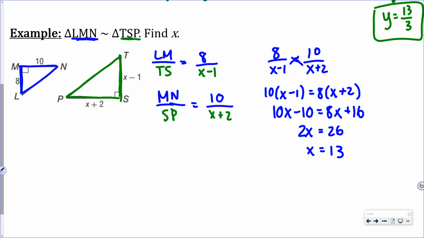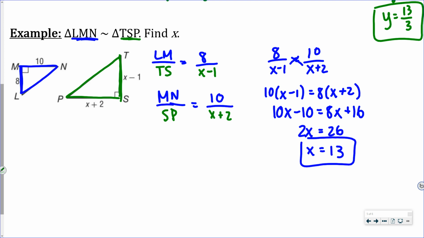X is 13. And that's all we had to find is x. Okay, I like that problem. One last thing we've got to talk about: one other kind of relationship between similar polygons.